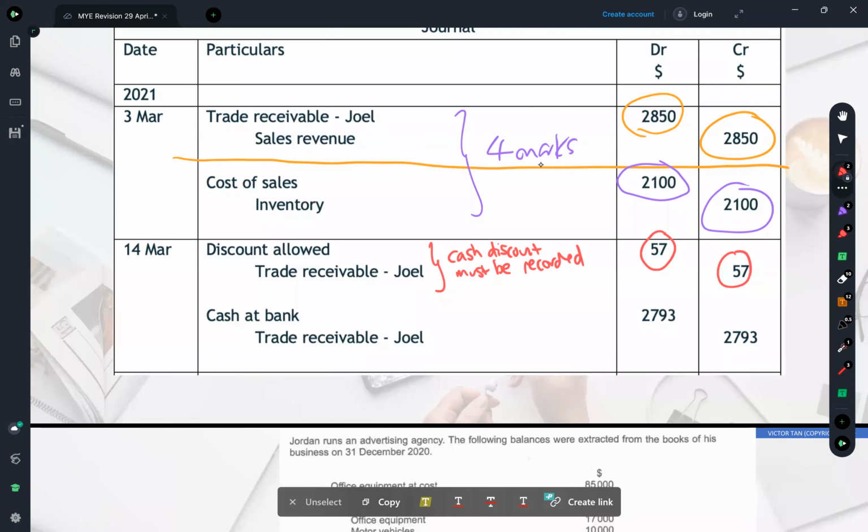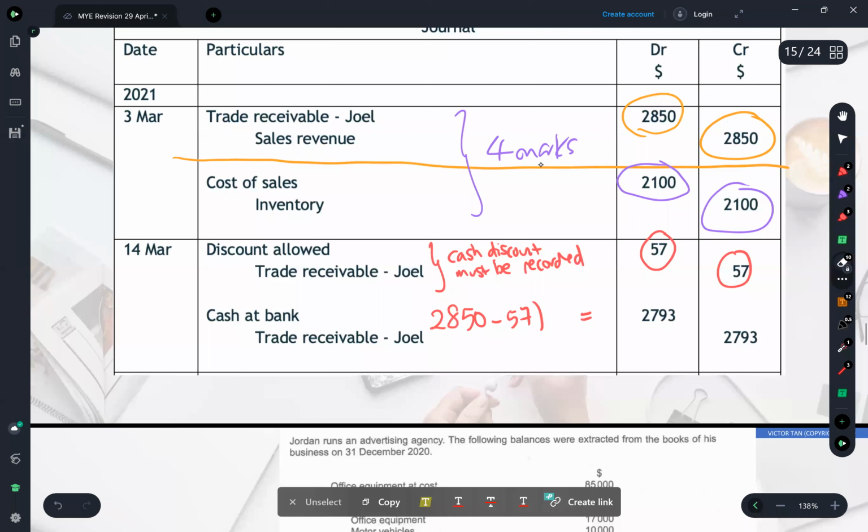But the person doesn't need to pay it, right? So how much does the person need to pay? The price is 2850, you minus 57, that's how much the person needs to pay: $2,793. So you receive money from your customer, correct or not? If you receive the money, you debit your cash at bank. You receive money from your customer, then you minus off the trade receivables.